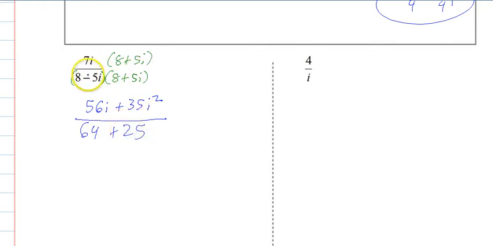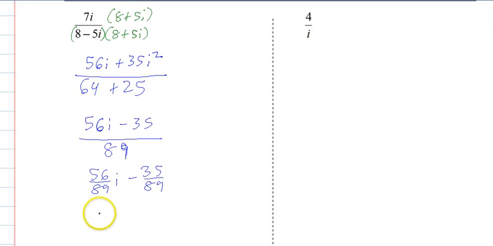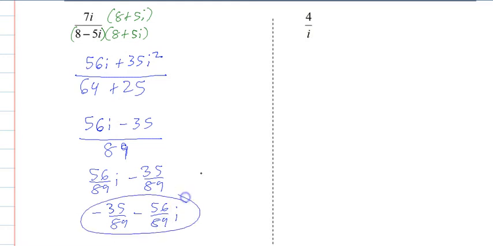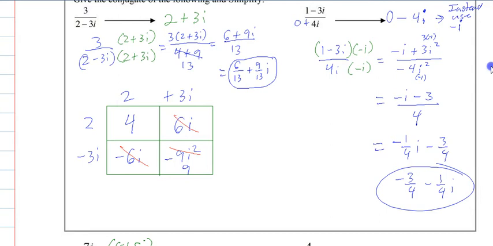This is going to be i squared, which cancels the negative. So there we go. And that gives us 56i. And now that would be minus 35 over 89. And then we separate them. Switch them around. And there we go. So just a quick reminder, for the next one, you want to use negative i.